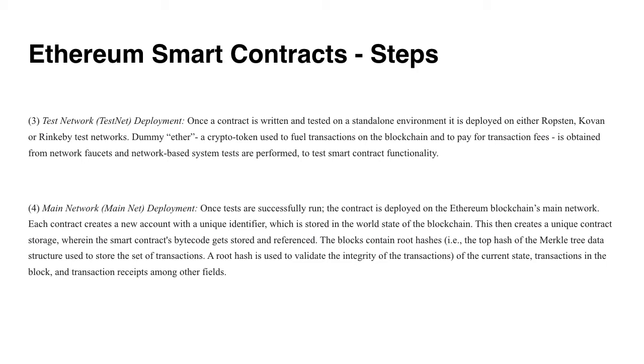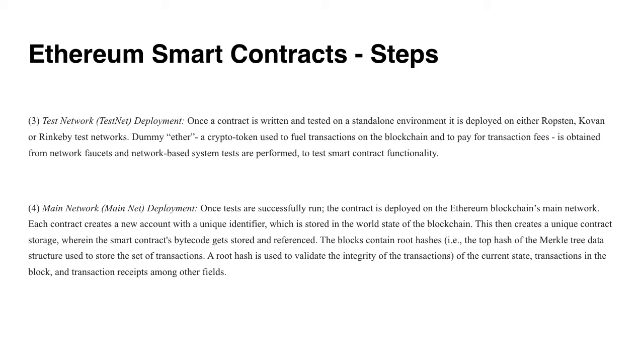We will do one of these with the Kovan or Rinkeby test network next week during the online class, where we will actually create our own smart contract and basically launch it on the Rinkeby test network and see how this contract interfaces with the Ethereum virtual network. Okay, so dummy ether, which is a crypto token used to fuel transactions on the blockchain and to pay the transaction fees, is obtained from what is known as network faucets. And the network-based systems tests are performed to test all of these smart contract functionality.